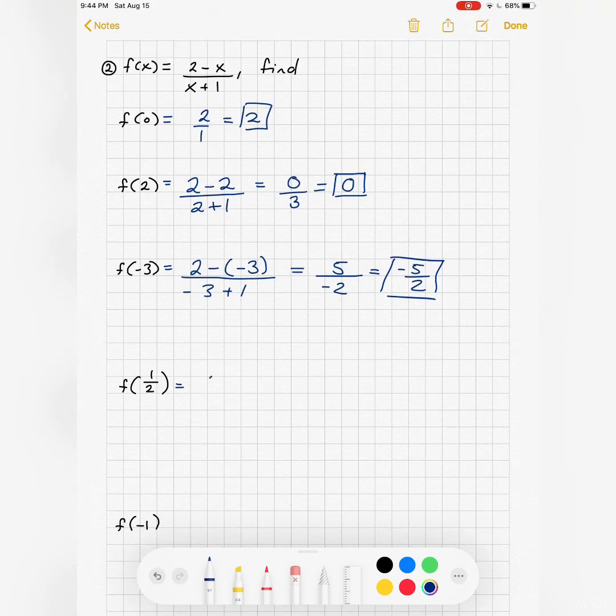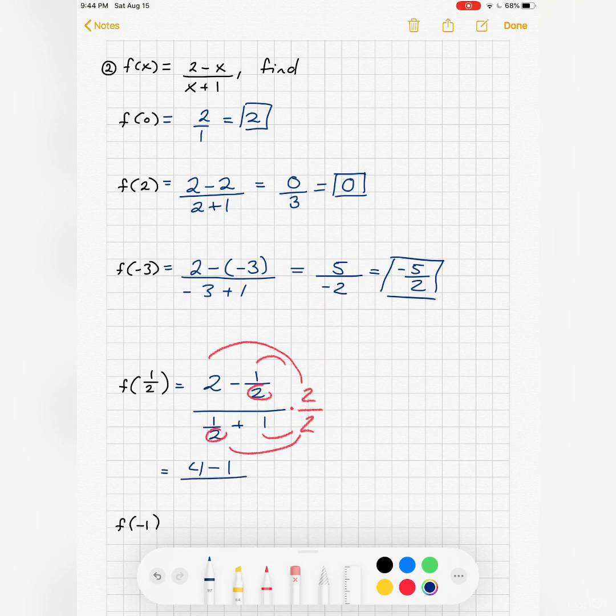Oh, let's try the fraction. 2 minus a half, over a half plus 1. Here's a cool trick. So I'm going to take that denominator, the 2, and I'm going to multiply by that 2 top and bottom. So look what happens. Okay, 2 times 2 is 4. 2 divided by 2 is 1. 2 divided by 2 is 1 plus 2.